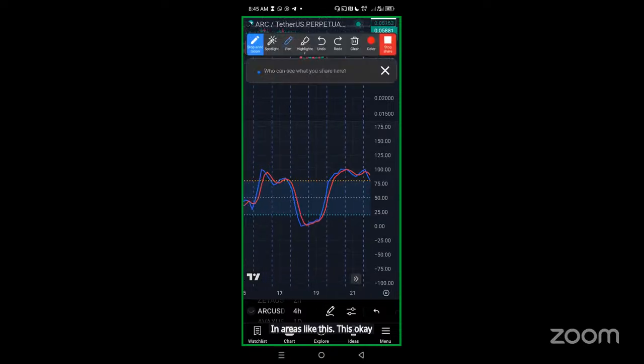Like this, where you really see the blue line has crossed over the red line, okay? In areas like this. Now, normally, when this crossover happens around here, from the 50% downwards, it actually presents the best time to make entry for a longer take profit.